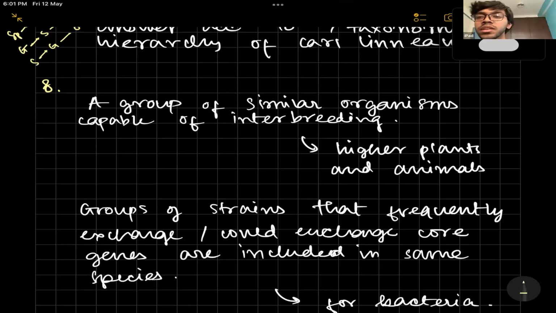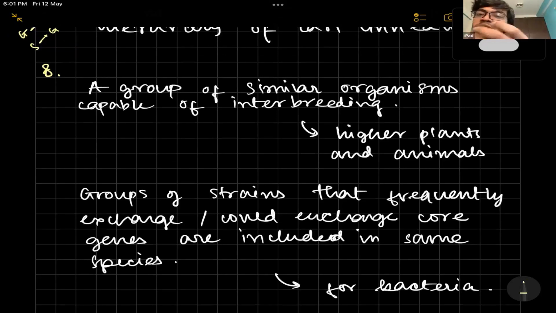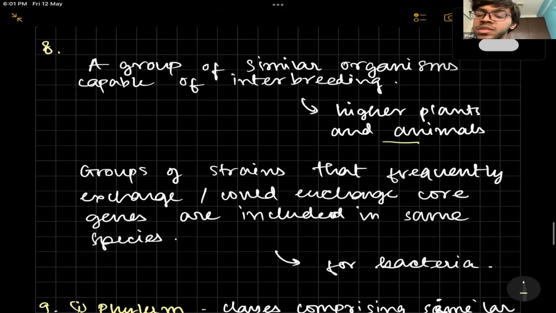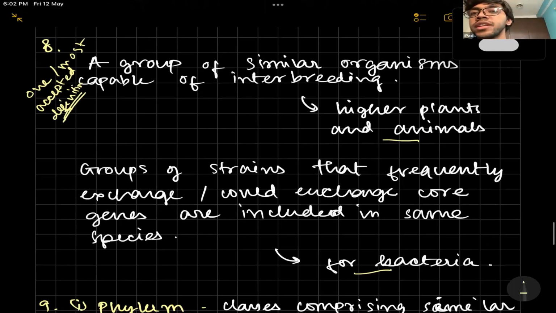So this question is again not very important according to NEET, but you can ask your teacher. I'll try to describe what a species means in higher plants and animals, and what a species means in case of bacteria. In higher plants and animals, species means a group of similar organisms that are capable of interbreeding. This is the most accepted definition of species as of now. A group of similar organisms that are capable of interbreeding are known as species.